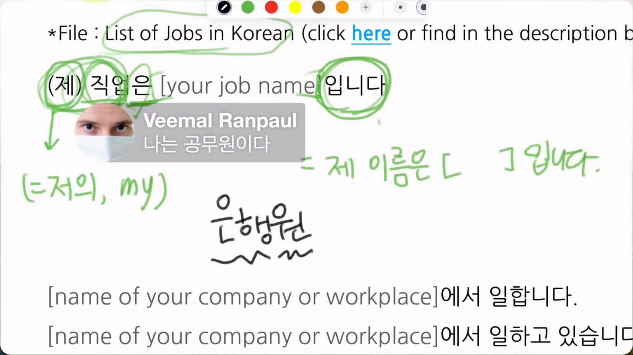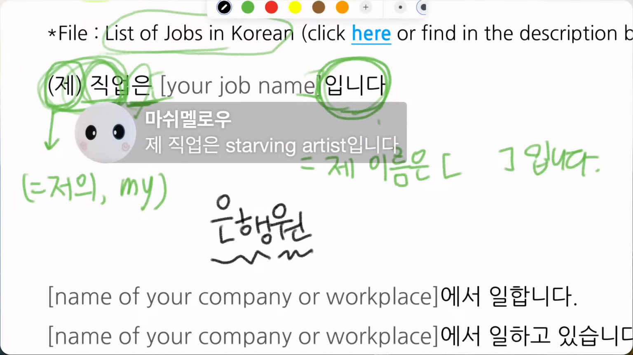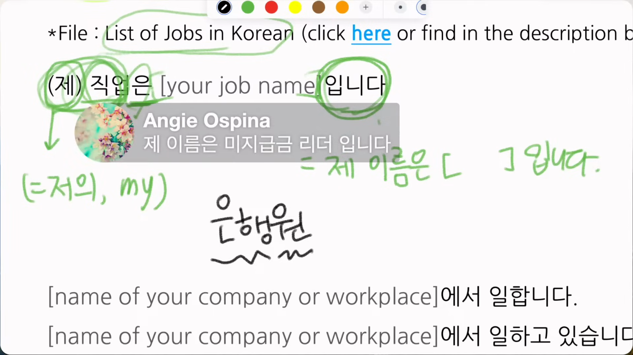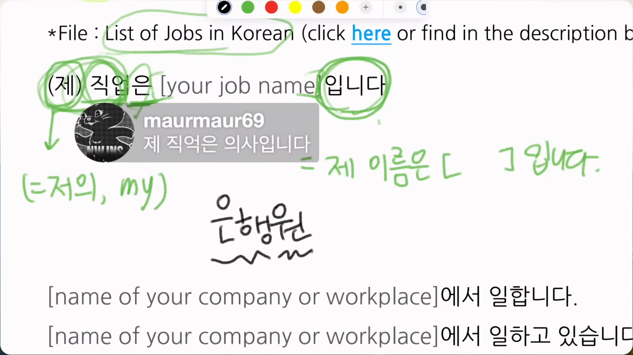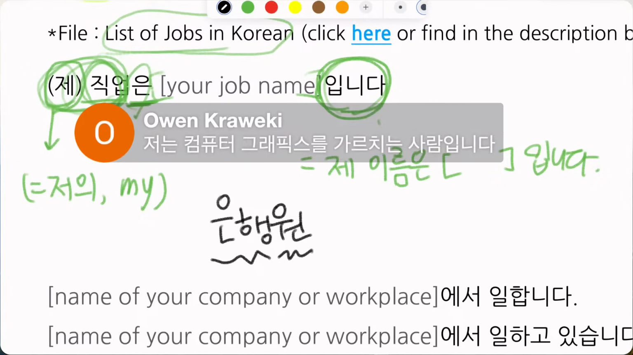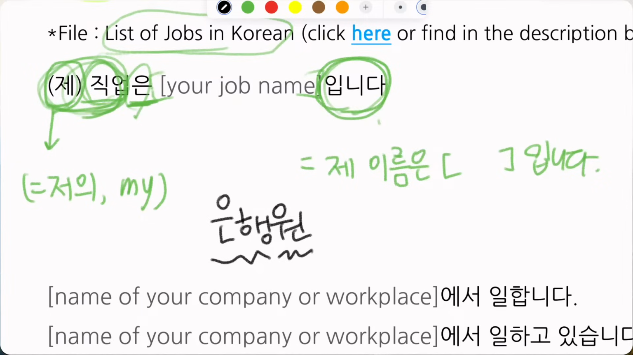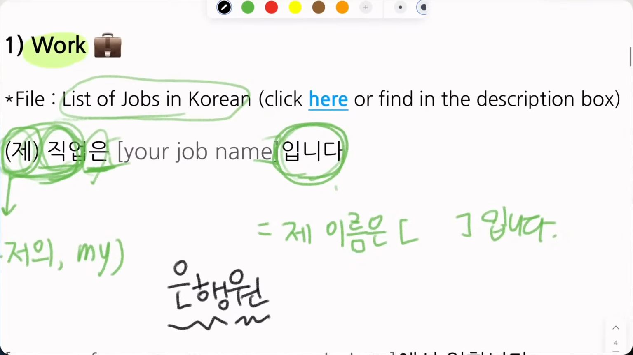그리고 you're a public servant, female님. 공무원 is a public servant. You work for the government. 좋아요. 그리고 제 직업은 starving artist. 굶주리는 예술가입니다. That's very creative. That's a very interesting profession. 좋아요. 그리고 지금급 리더입니다. 의사도 있네요. 진짜요? 와우, 의사. Respect. So much respect for doctors out there. 그리고 alright. Okay, 컴퓨터 그래픽스를 가르치는 사람입니다. Alright, so that's how you can say your job.